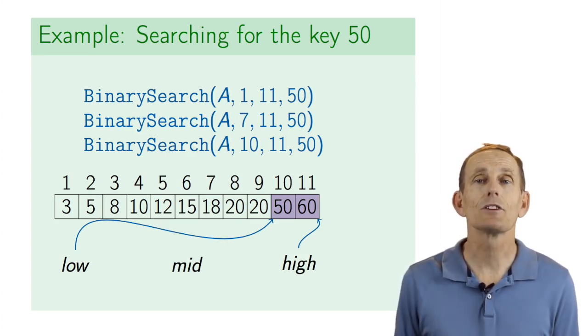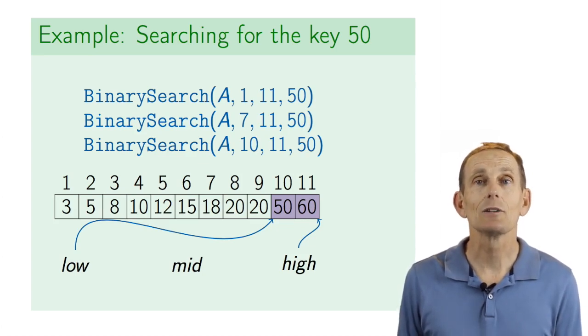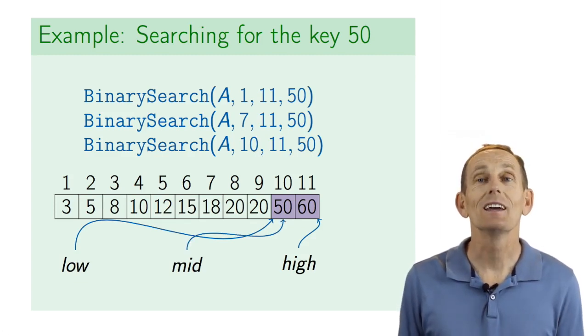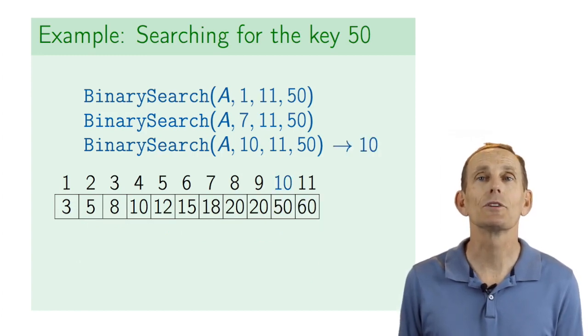So again, we do our binary search from 10 to 11. We calculate the midpoint. High minus low, 11 minus 10 is 1, divided by 2 is 1/2, plus 10 is 10.5. We take the floor of that, so our midpoint is 10. And now we check, is the value at element 10 equal to our key? Well, the value at element 10 is 50, our key is 50, so yes. So we return that midpoint, which is 10.